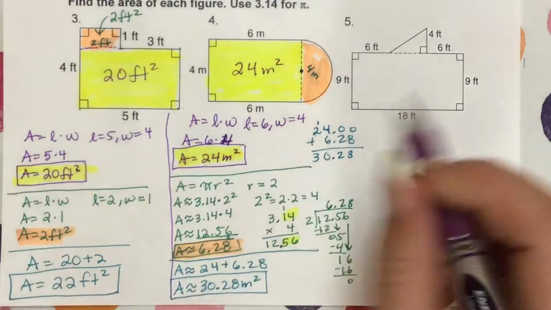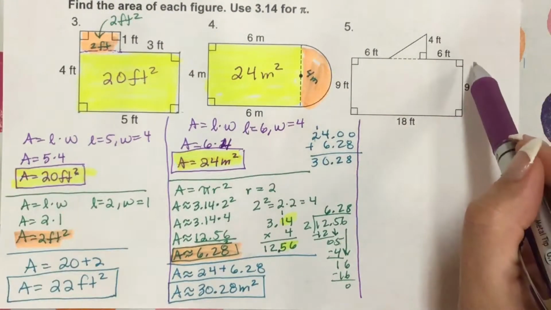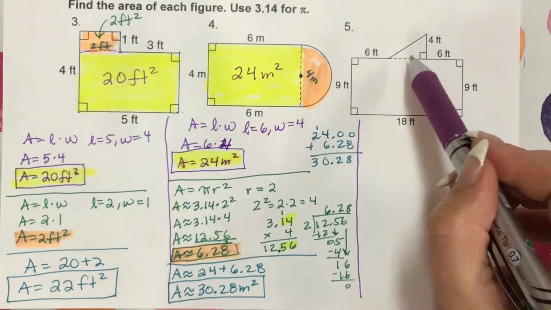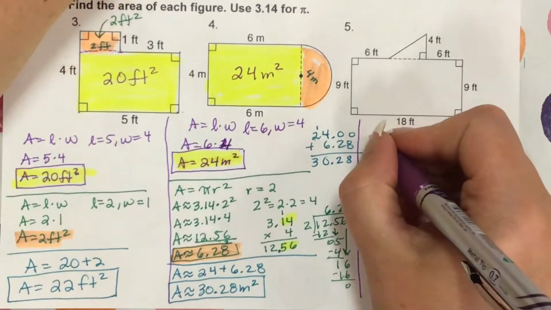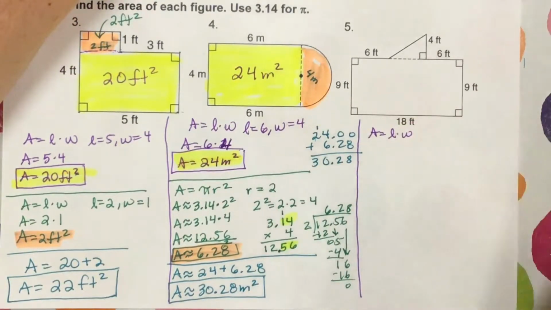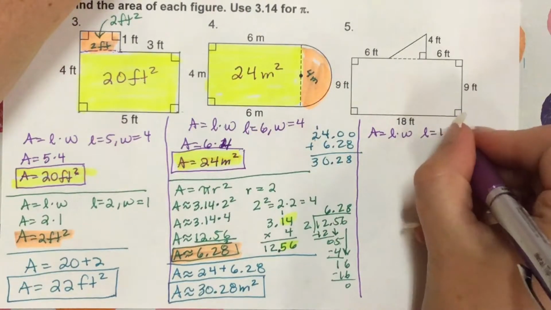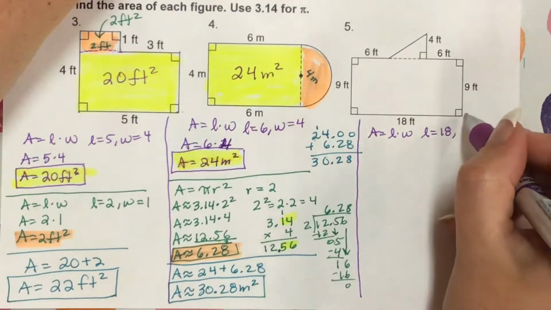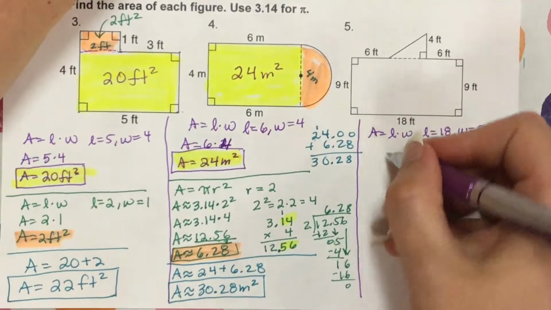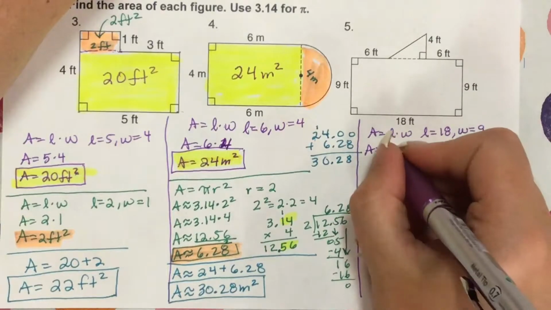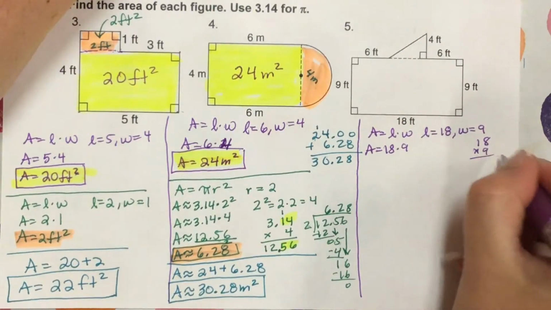So problem 5, the types of shapes that I'm seeing here, I see a rectangle and I also see a triangle. So let's go ahead and do the rectangle first. So area equals length times width. Okay, the length, we have to define our variables. The length is equal to 18 and the width is equal to 9. Okay, we're going to substitute those values in. We get 18 times 9. And then we're just going to go ahead and do that multiplication.